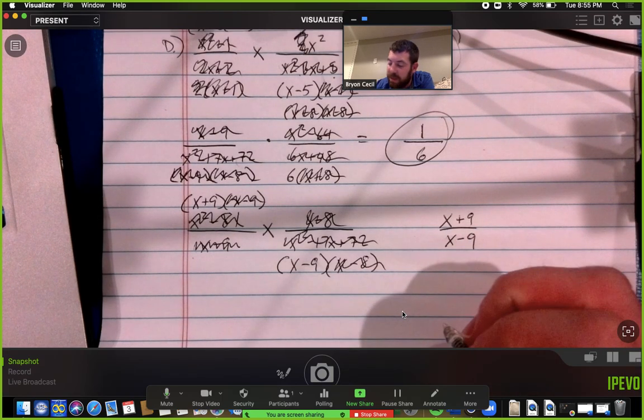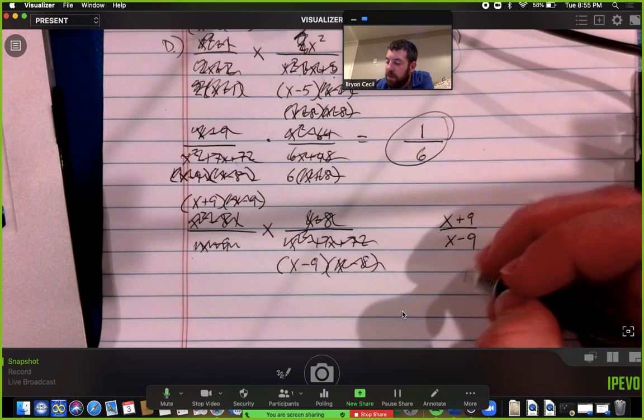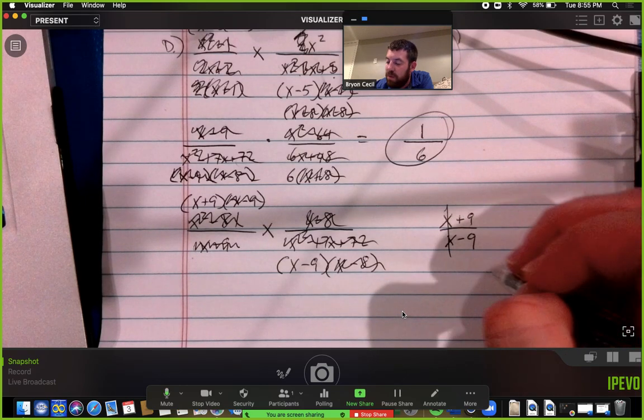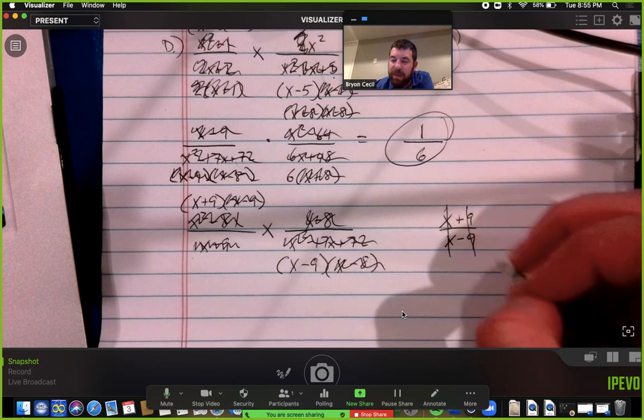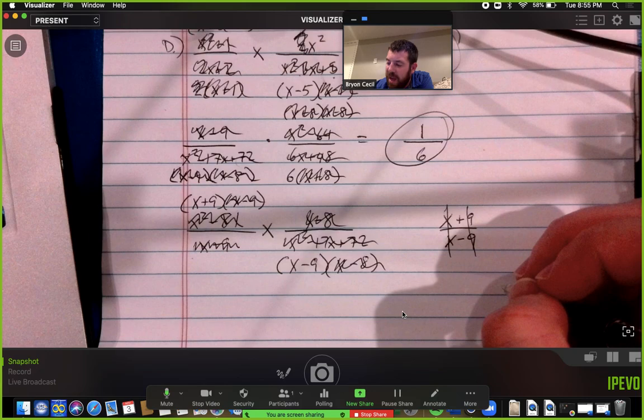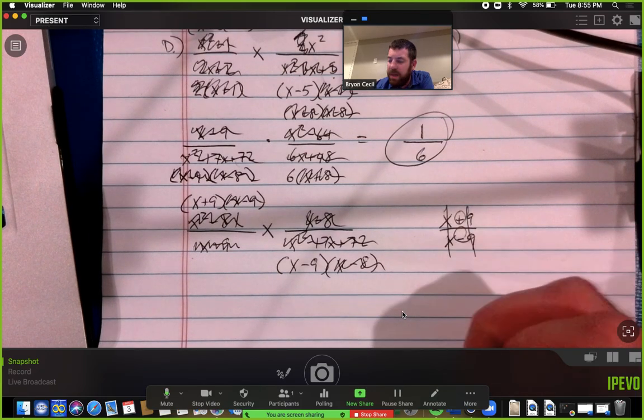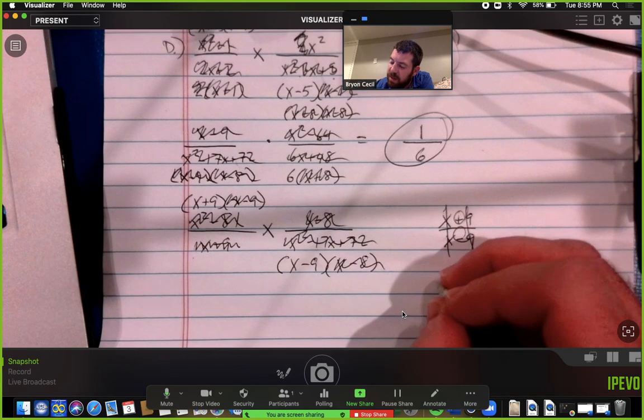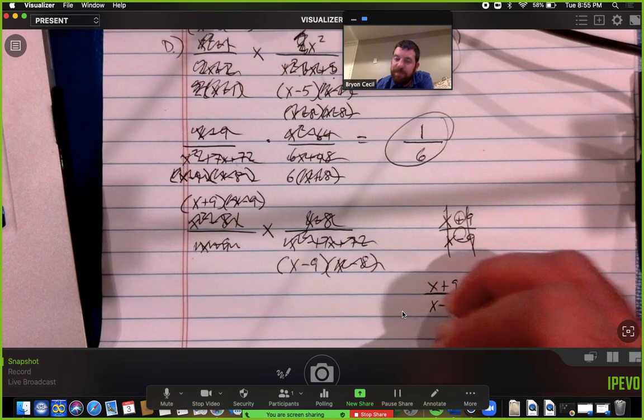Now, a lot of people do this and they want to go, oh, those cancel, 9 over 9, 1, negative 1, or, oh, those cancel, do that. Guys, you can't do that. They're tied with the symbols, okay? So it is x plus 9 over x minus 9. That's my answer.